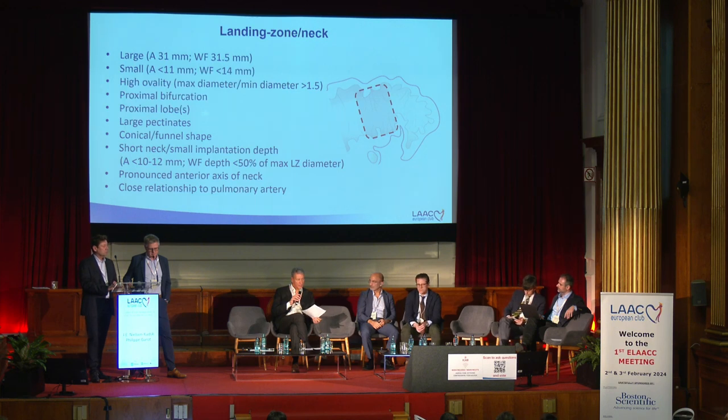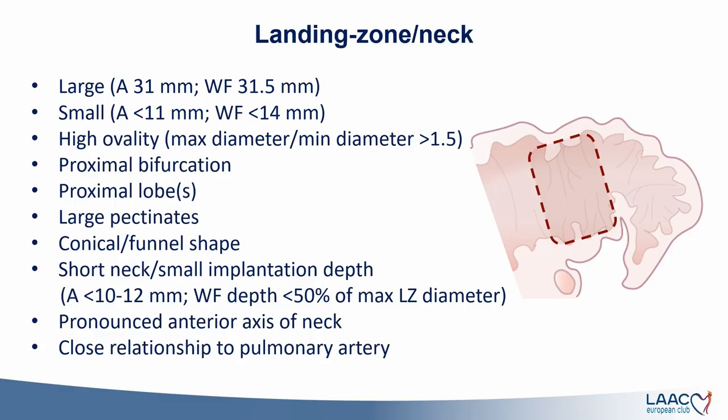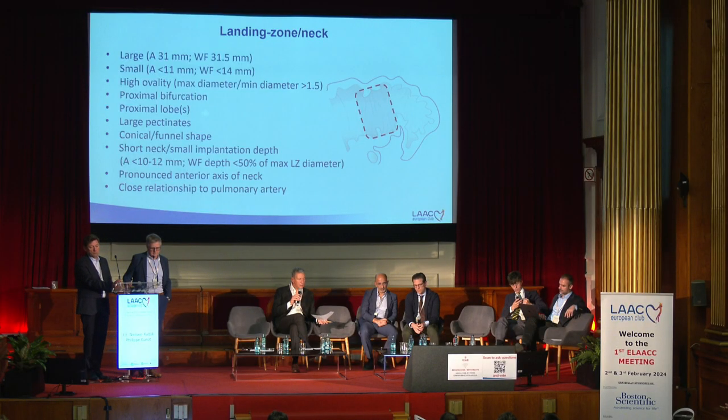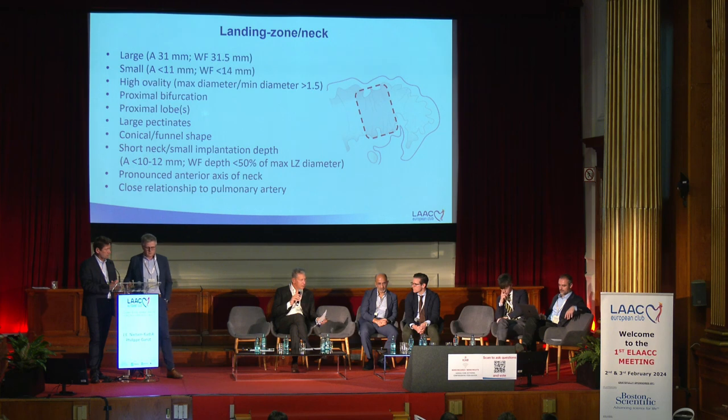If the classification is aimed to be easy to use, we have to simplify, because each one of these parameters is not influencing the final result in the same way. The weight is different. If you have a proximal bifurcation or a conical funnel shape, probably the weight of these two parameters is not exactly the same. So we have to create a list of priority.